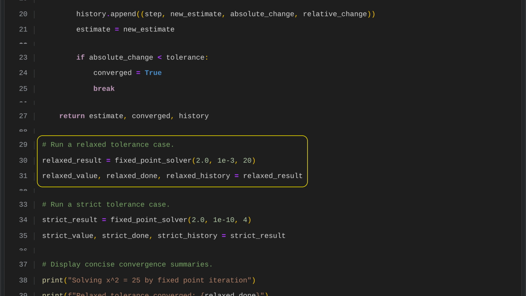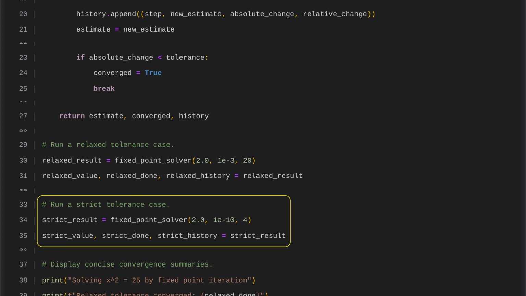We run the fixed-point solver with a relaxed tolerance, starting from 2.0 and allowing up to 20 steps. The solver returns the final estimate, whether it converged, and the iteration history, which are stored for later use.